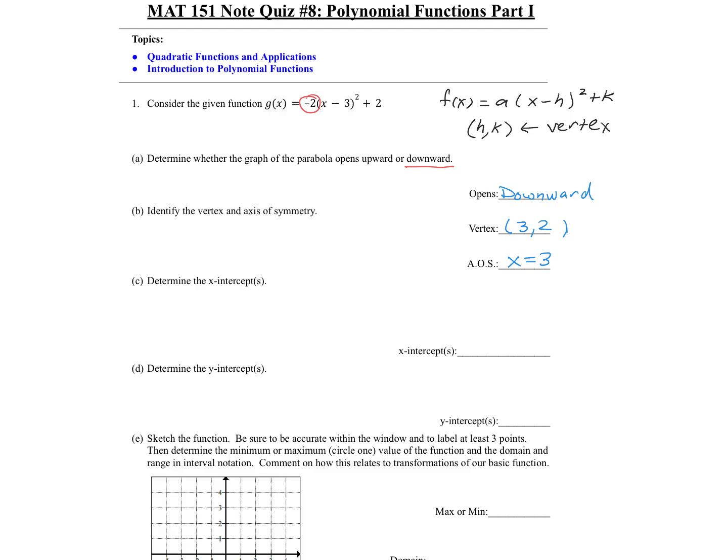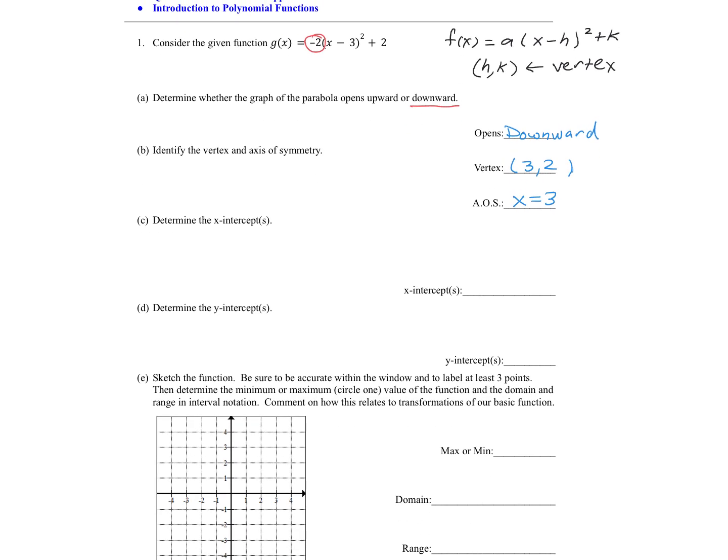The next thing to do is talk about x-intercepts. Not all parabolas are going to have them. It depends on where they're located on the graph. But for us, the x-intercept is going to be the same thing as just setting the function or the y equal to 0. So we're going to set the function g of x in this case equal to 0. So that's going to be negative 2 times x minus 3 squared plus 2 equals 0.